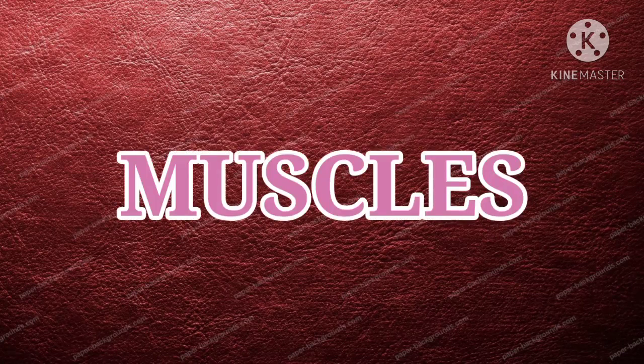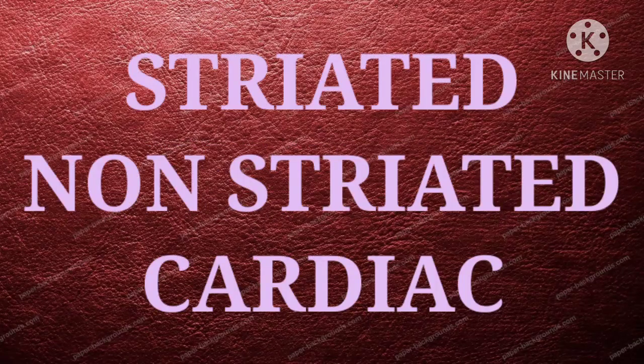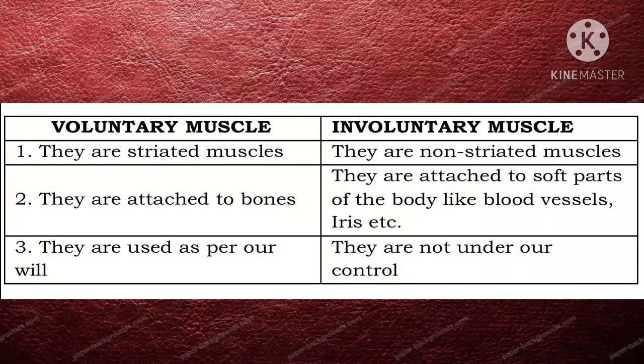Next, we learnt about muscles. What are the three types of muscles? Here also you have a detail. You are going to present the detail in a tabular column. What are the three types? Striated, unstriated, cardiac muscles. These are the three types. You have to distinguish between voluntary muscle and involuntary muscle. Voluntary muscles are striated muscles. Involuntary muscles are non-striated muscles. Voluntary muscles are attached to bones. Involuntary muscles are attached to soft parts of the body like blood vessels, iris, etc. Which ones are used as per our will? Voluntary muscles. But involuntary muscles are not under our control.